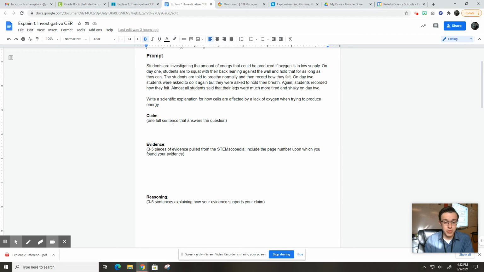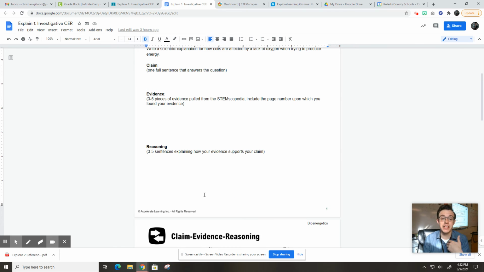So then you'll write your claim. This needs to be one sentence stating how cells are affected by a lack of oxygen when trying to make energy. And then in your reasoning, fully explain the process of how cells can make energy when there is a lack of oxygen. So claim, one sentence. Evidence needs to be in full sentences, but you also need to cite your evidence from the STEMscopedia. And then your reasoning, you need to explain your evidence, tie each piece of evidence back to your claim. Also needs to be full sentences. Your reasoning should be about a paragraph.